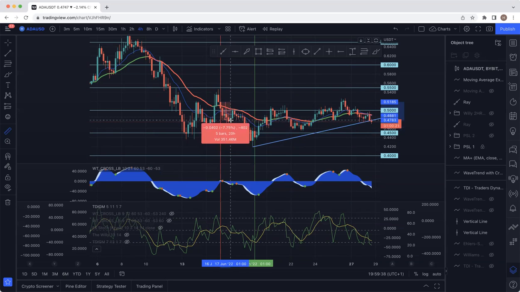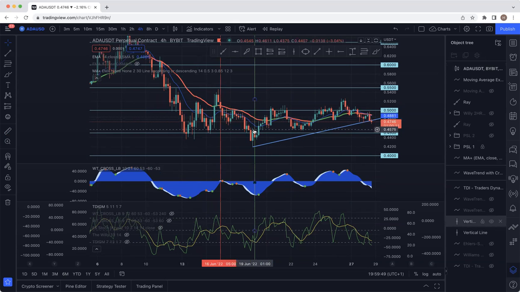So you could have stayed in the trade till the time the green gets printed, and then that gets you 7% instead of 3%. I think that is what I wanted to show you for now. There's one more indicator that I want to show you.